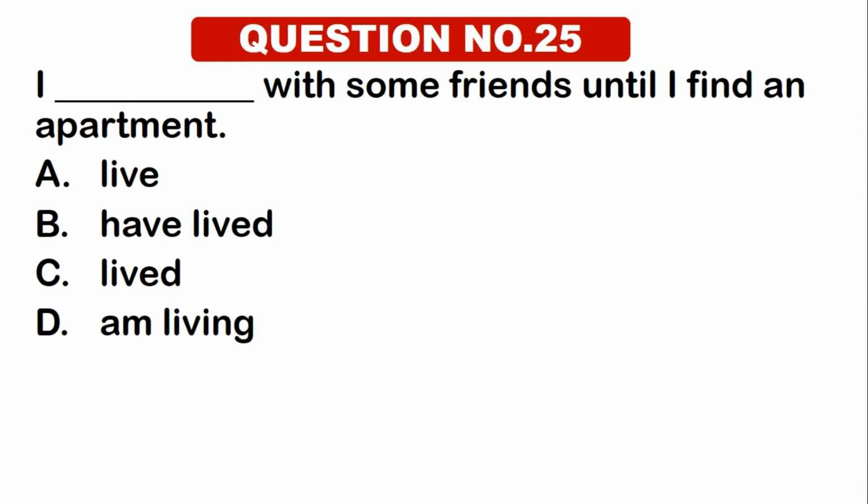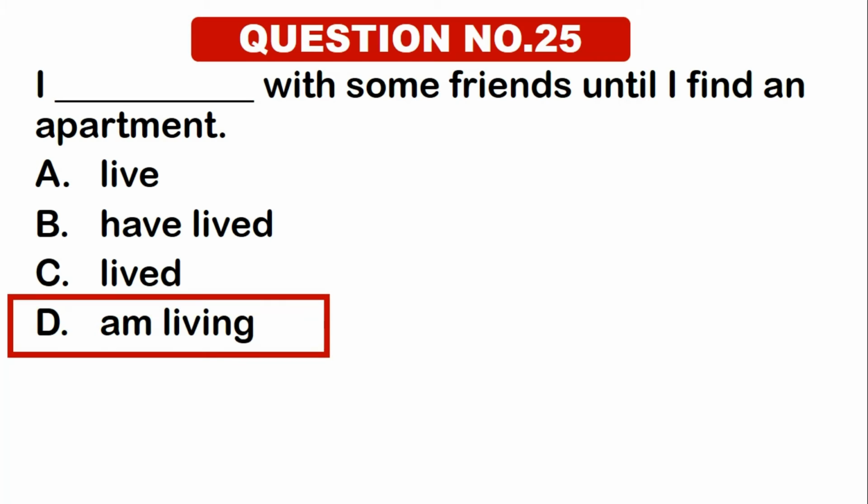Question number 25. I blank with some friends until I find an apartment. A. Live. B. Have lived. C. Lived. D. Am living. Again, I blank with some friends until I find an apartment. A. Live. B. Have lived. C. Lived. D. Am living. The correct answer is letter D. Am living. I'm living with some friends until I find an apartment.